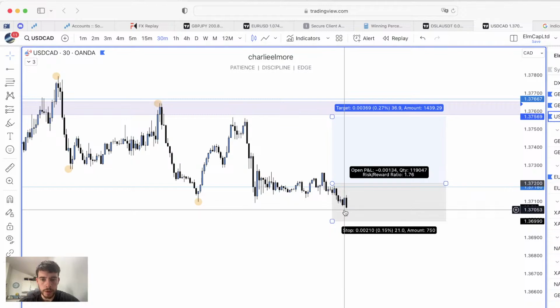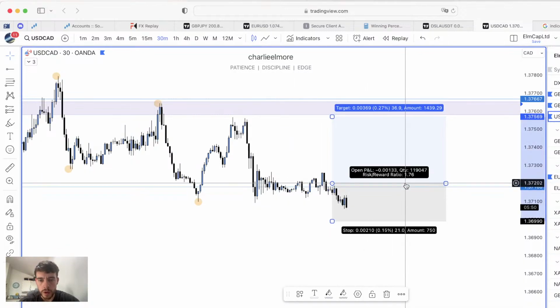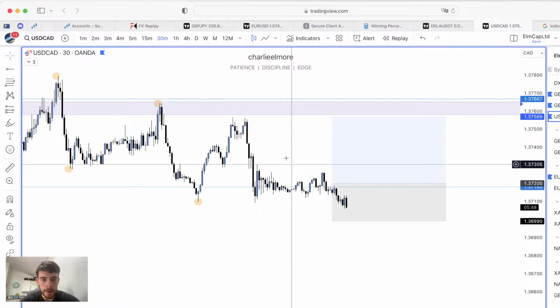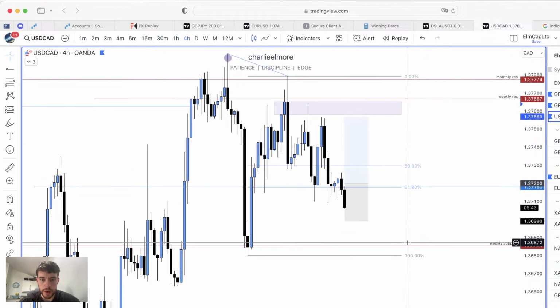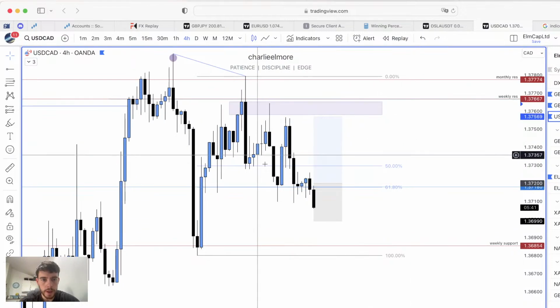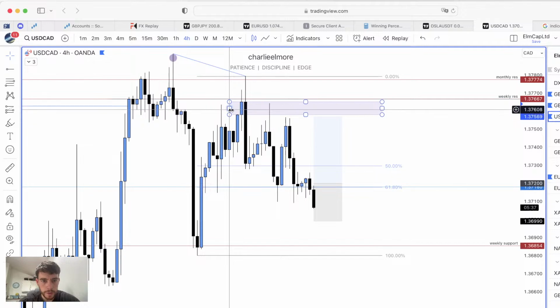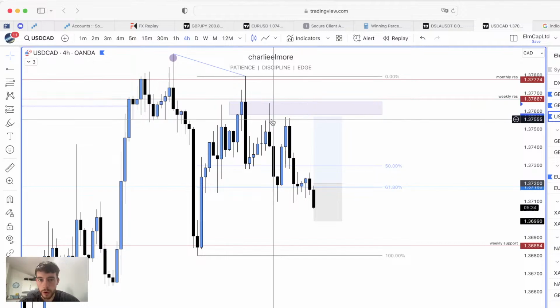Had a 21 pip stop loss, going for a 1.76 risk to reward. It's not the highest risk to reward, but the trade was there, so I decided to take it. And the TP is this right here. So this 4-hour sort of order block, you could call it.